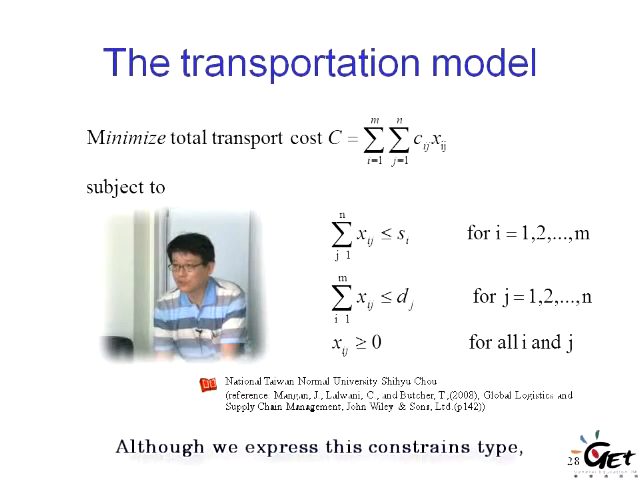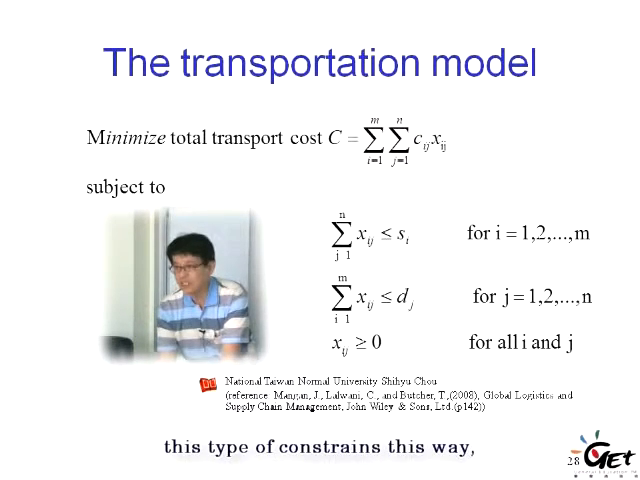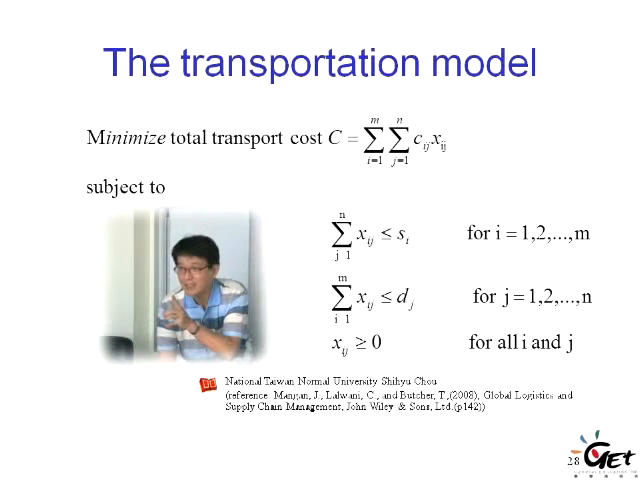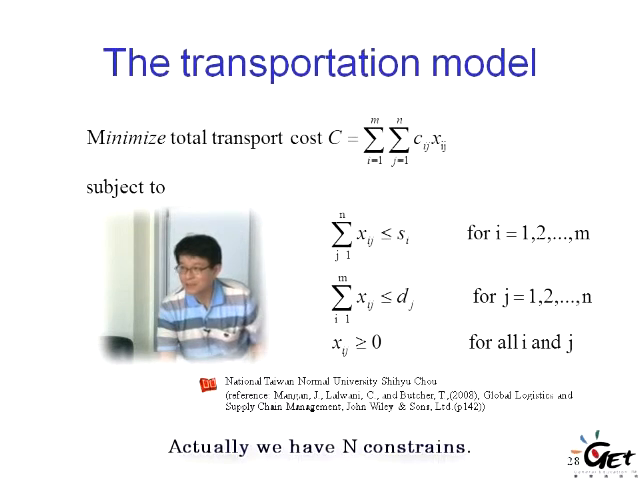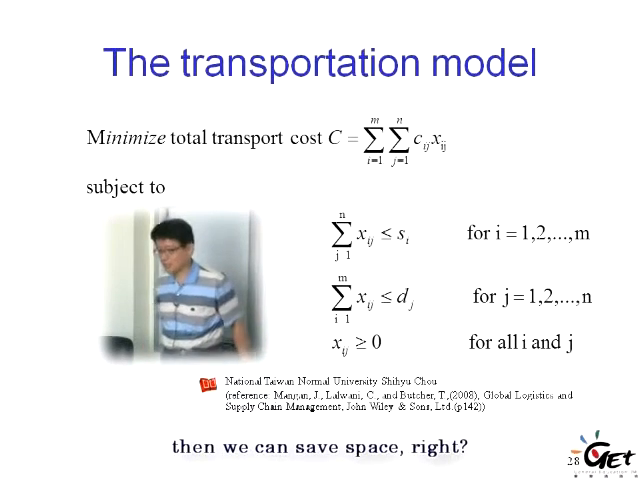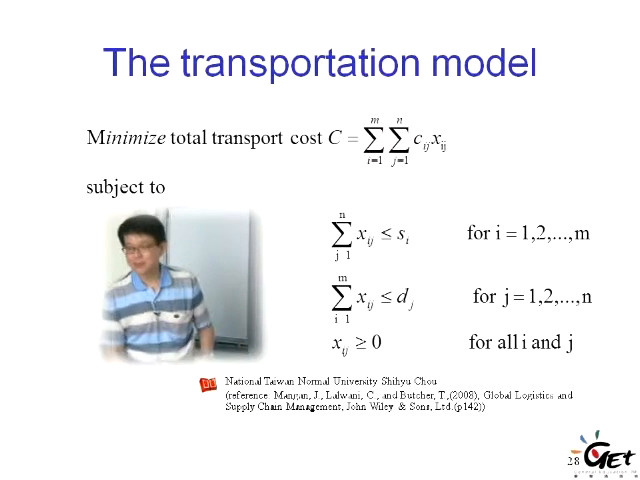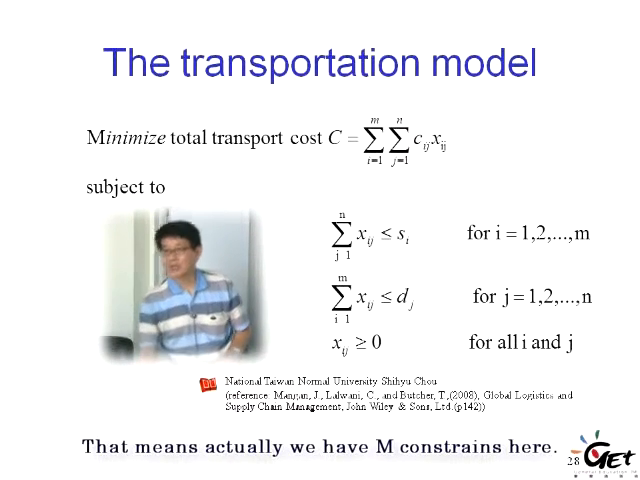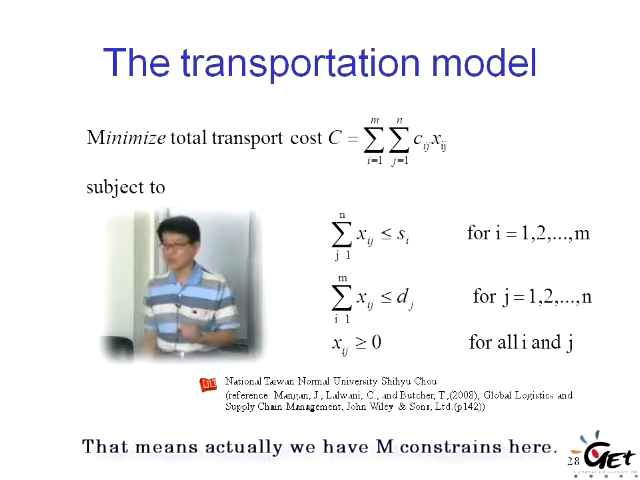That is very reasonable, it makes sense. Although we express this type of constraint this way, that doesn't mean we only have one constraint. Actually, we have n constraints. We express it this way to save space, and we have an explanation here: i is from 1 to n, which means we actually have n constraints here.